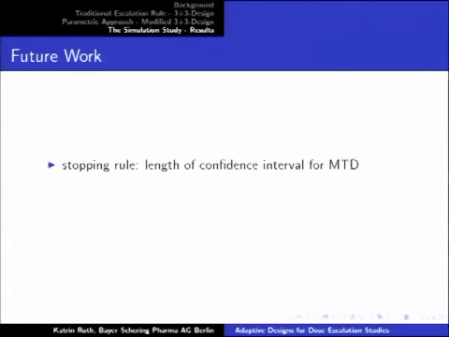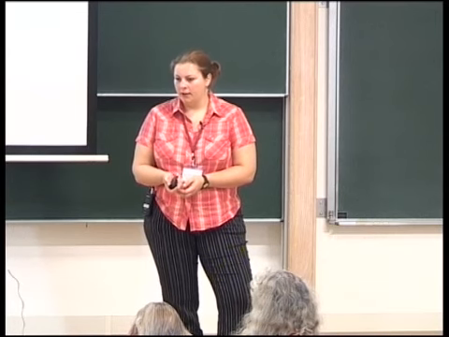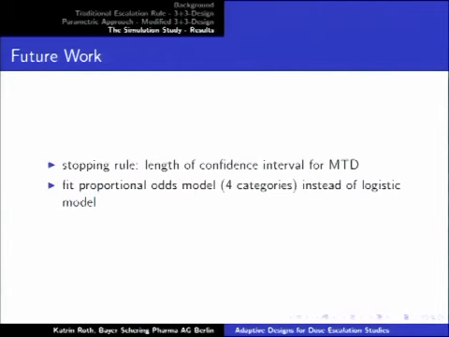That's what I want to do. I want to have a look at a different stopping criterion. I want to consider the length of the confidence interval for the MTD as a stopping criterion. And I want to fit a different model, a proportional odds model, that's what I'm working on right now.